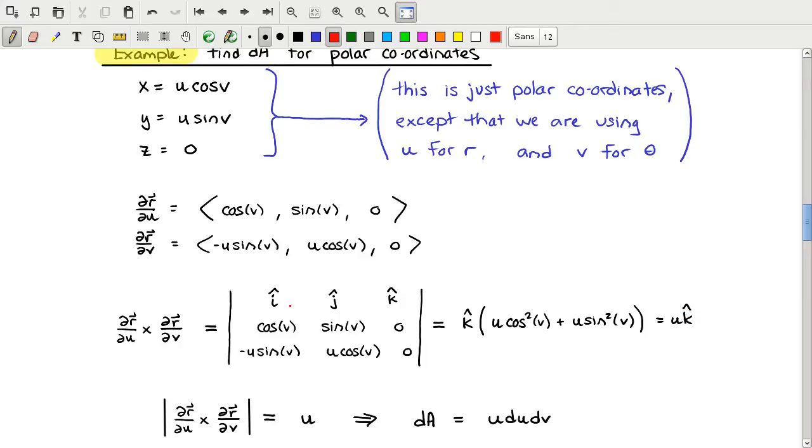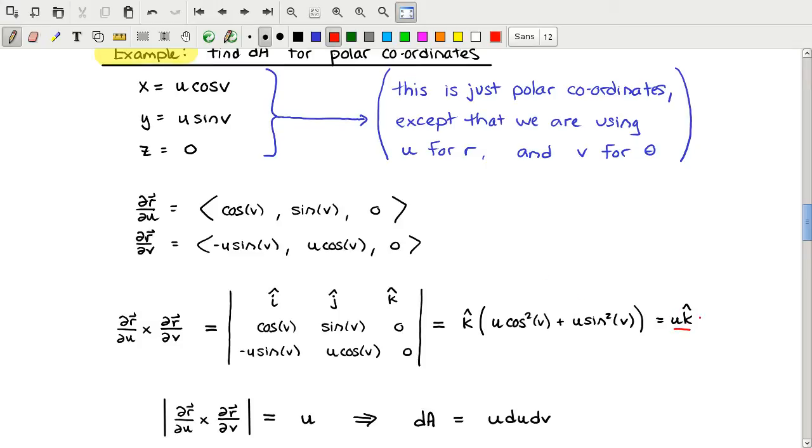We have i times nothing. i and j both contribute nothing because of this column of zeros. We have the k vector times u cosine squared v minus negative u sine squared v, and so we have a cosine squared plus sine squared, which becomes 1. And so the cross product is just u times k. And that makes some sense, the direction anyway, because we're just in the xy plane. The tangents are in the xy plane, and so the cross product should be perpendicular to the xy plane. And indeed, that's what we see here.